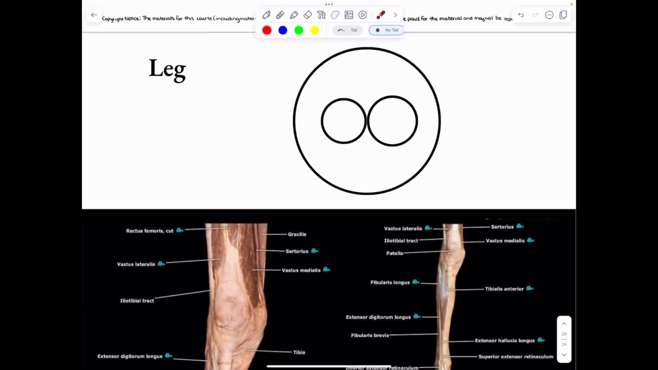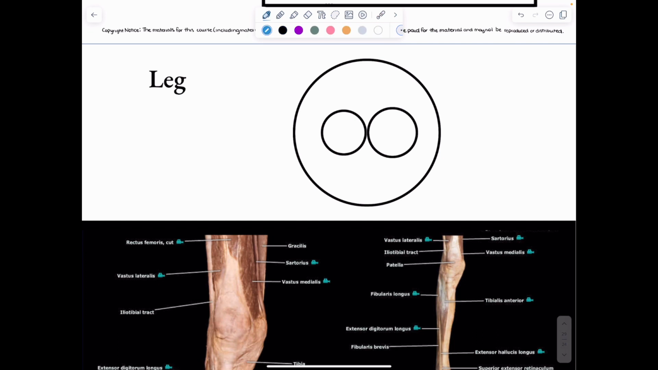All right, let's look at the leg. There are 3 compartments of the leg. So let's just continue with this side being lateral, this side being medial. So we have our tibia is medial, and our fibula is lateral. So we have a posterior compartment, an anterior compartment, and a lateral compartment.